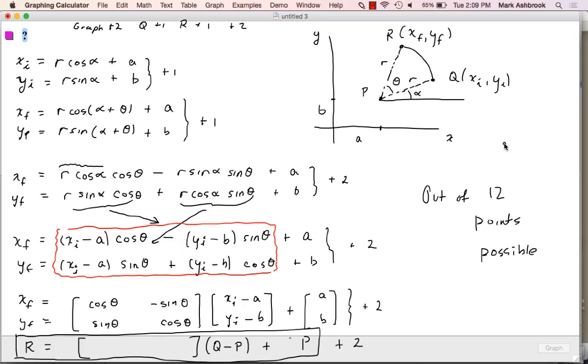By the Q minus P. Yeah. So Q minus P basically translates this P to the origin, right? And then it rotates at the origin, so it's using just plain old sine and cosine. And then it moves it back, right? So that adds P, so it moves it back. So it translates to the origin, does the rotation, then moves it back.